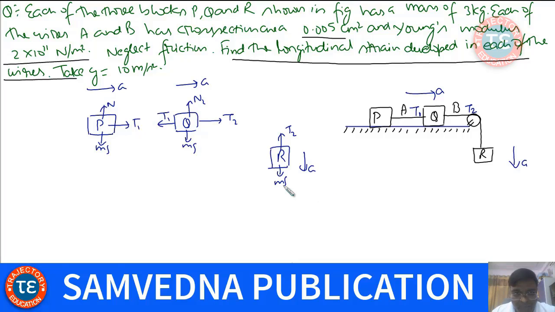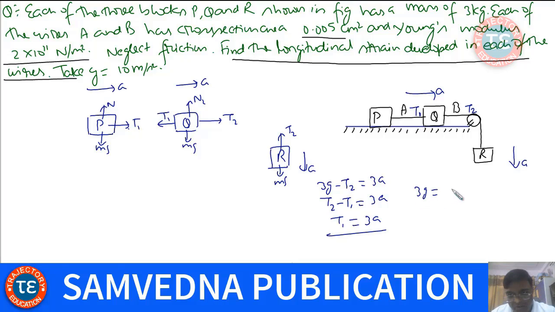Our target is to find T1 and T2. So from here we get Mg is what? 3g. M is 3. 3g minus T2 is 3a. See, they are all in vertical equilibrium, so N minus mg is 0, N2 minus mg is 0. In horizontal direction, we have here T2 minus T1 is 3a. Over here you have T1 equals 3a. So if I add all these equations, what do I get? I get 3g equals 9a, or a is g by 3. A is g by 3.